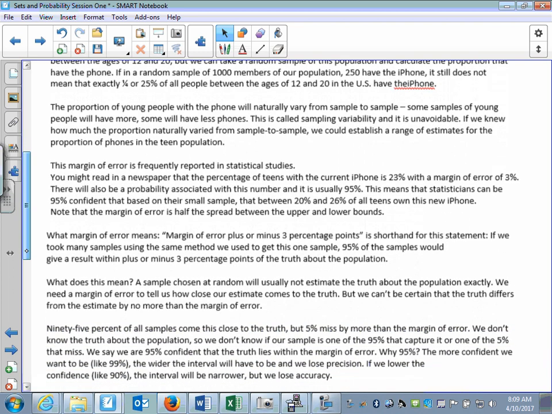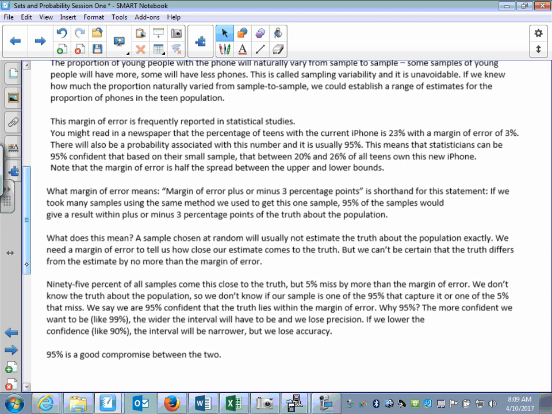Now, this margin of error is frequently reported in statistical studies. You might read in a newspaper that the percentage of teens that have the current iPhone is 23%, with a margin of error of 3%. There's also the probability associated with this number, and it is usually 95%. This means that statisticians can be 95% confident that based on their small sample, between 20 and 26% of the teens actually have the phone. Notice 20 and 26 come from 23% minus 3% and 23% plus 3%. And we call that the margin of error, or the 95% confidence interval.